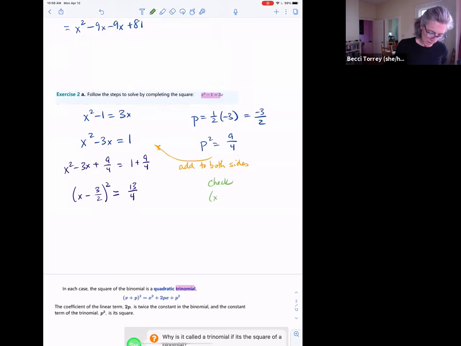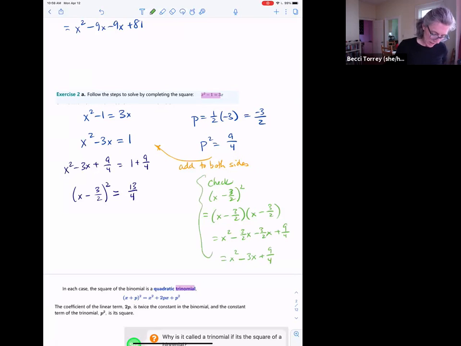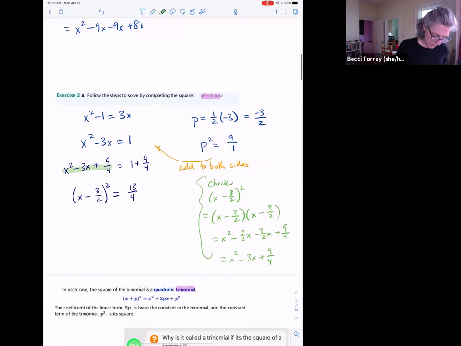We can just double check our step over here, so that x minus 3 over 2 squared, that means this is the same as x minus 3 over 2 times x minus 3 over 2. You can FOIL it out. This is x squared minus 3 over 2x minus another 3 over 2x plus 9 over 4, which is x squared. So minus 3 over 2 minus 3 over 2 is minus 6 over 2, which is minus 3x, which is what we want, plus 9 over 4. So this is all just like checking this step over here. We're just checking this step.